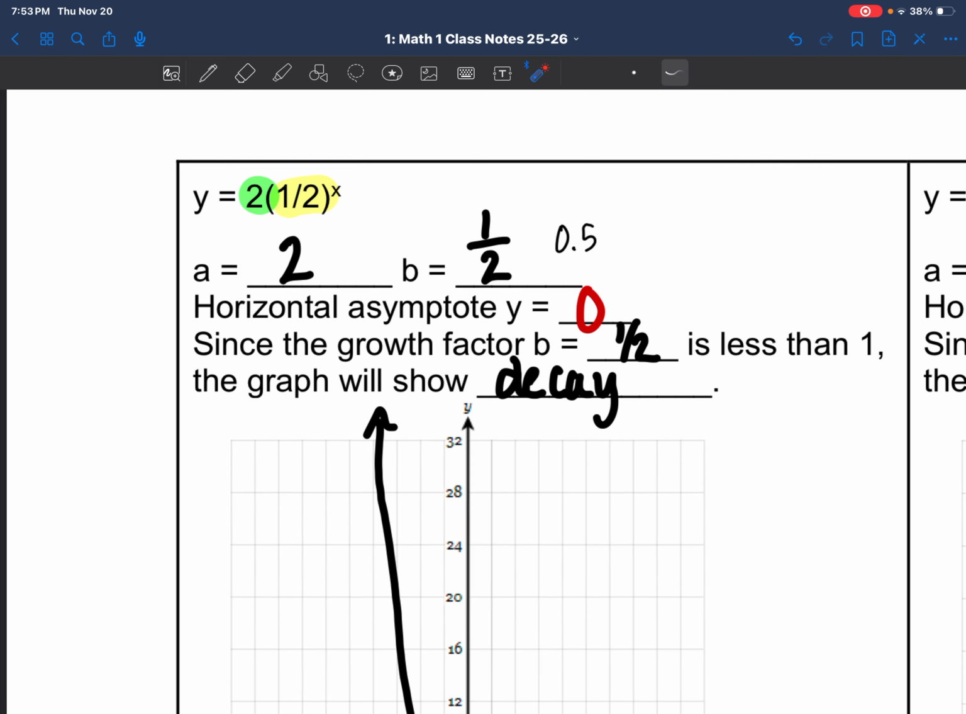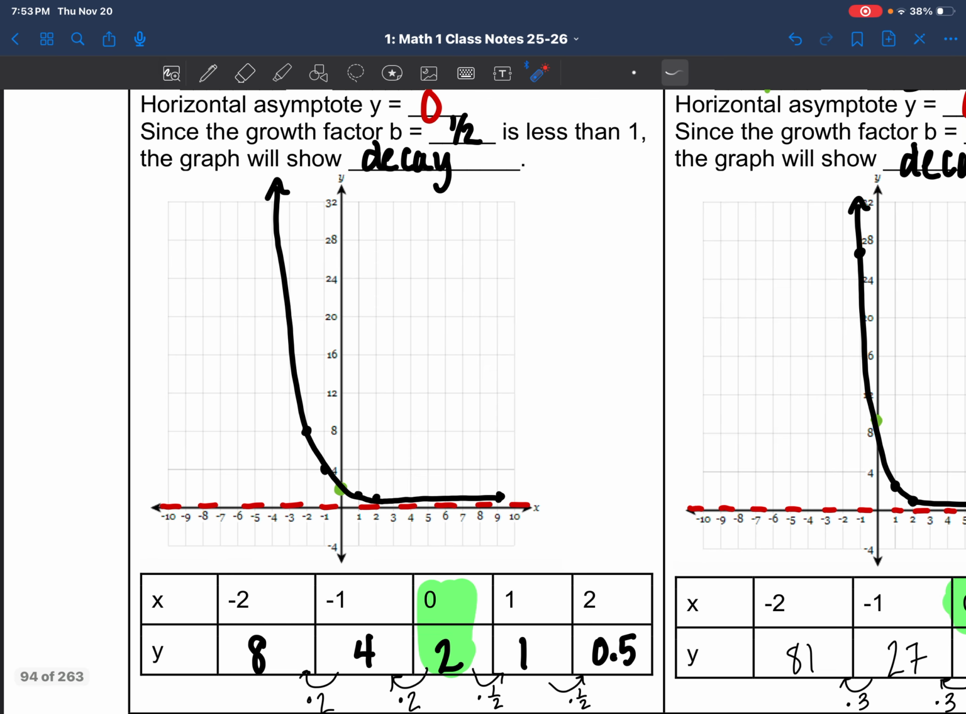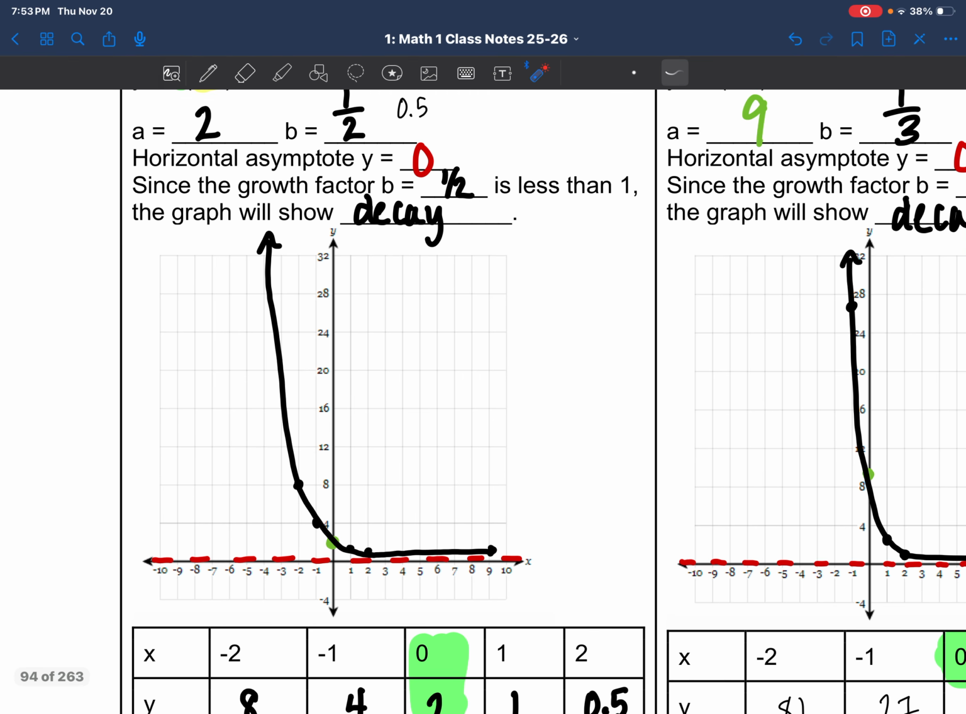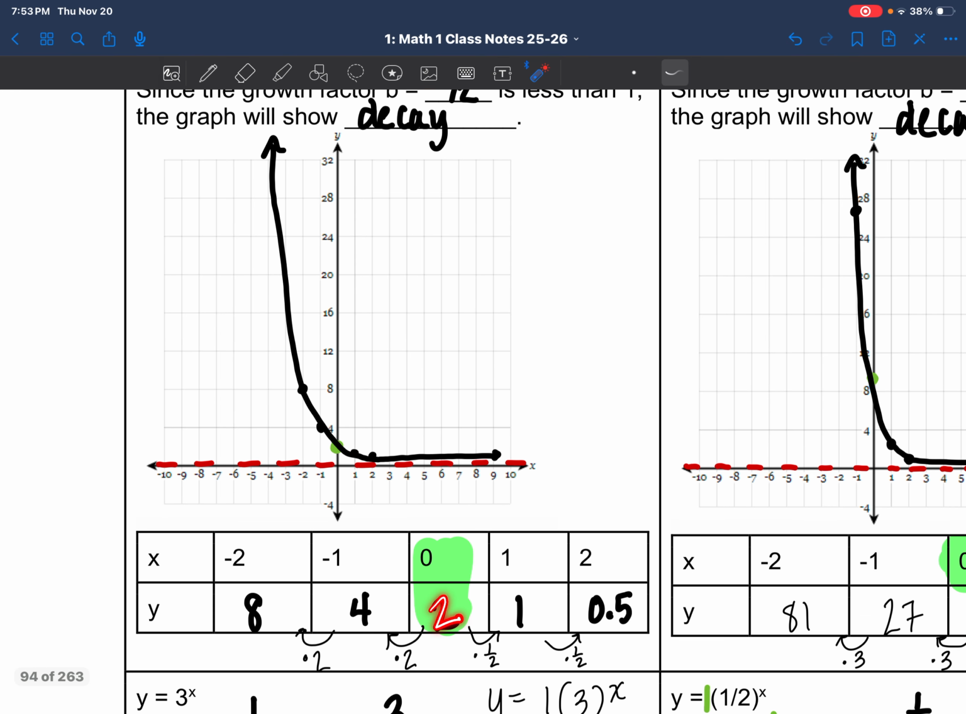All right, so now let's look at some where it's a little different, but the same process as far as format. 2 is your y-intercept. 1/2 or 0.5, this is your growth factor. Your horizontal asymptote is still y equals 0. Now, since your growth factor is 1/2 and it's less than 1, you're going to show decay. So let's check here. Again, we're going to graph our asymptote. And I'm going to first plot my y-intercept at 2. And I'm going to write it in here.